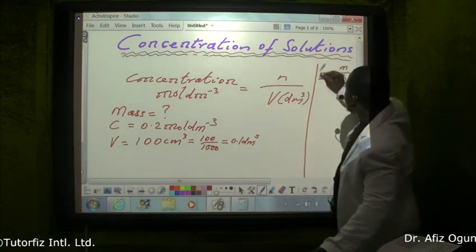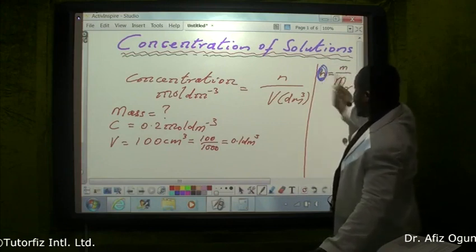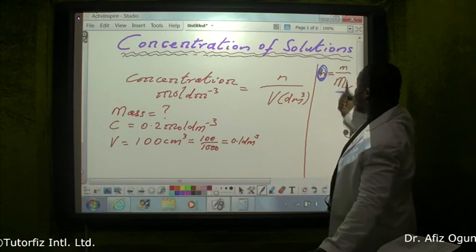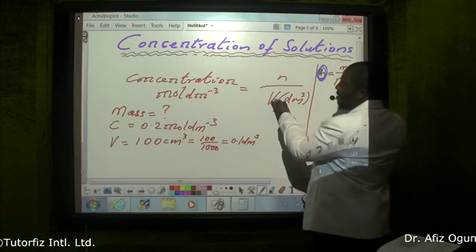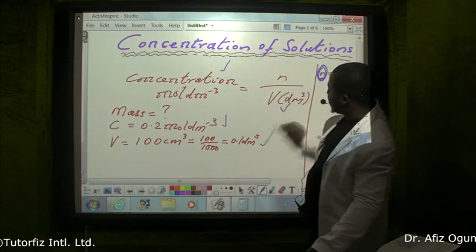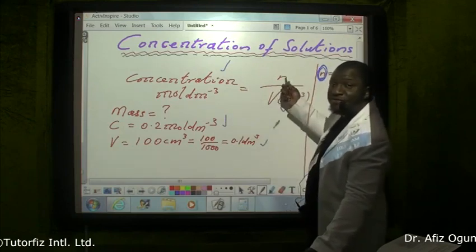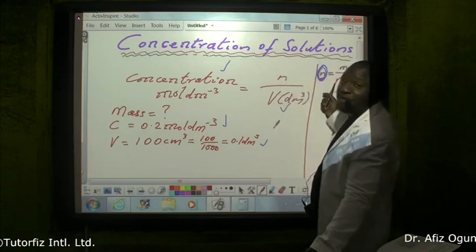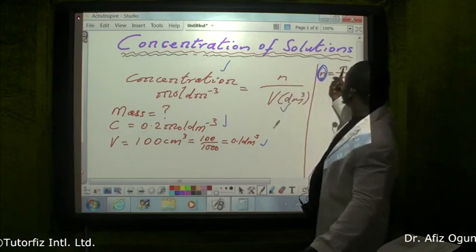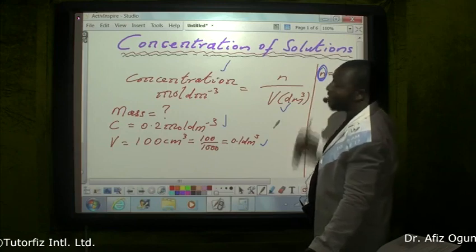And for me to know N, I can use this formula because I know the concentration, which is this, and I know the volume, which is this. From this formula, I can get N. Having got N from this formula, I will use that N in this formula. Just put it here. I'm looking for mass, I don't know mass, and I know Mr, molar mass from my periodic table. Easy. Then I get my mass I'm looking for.